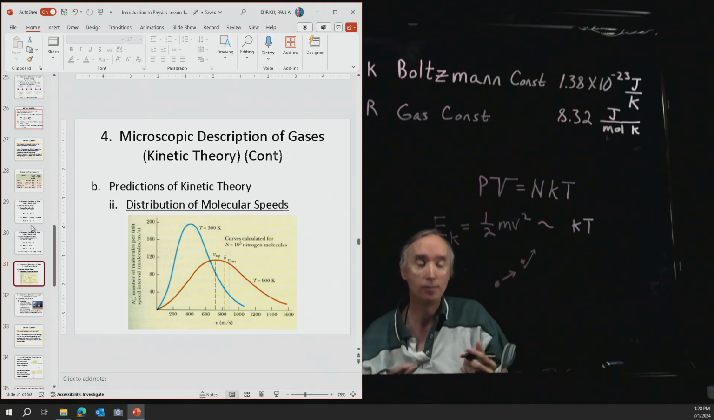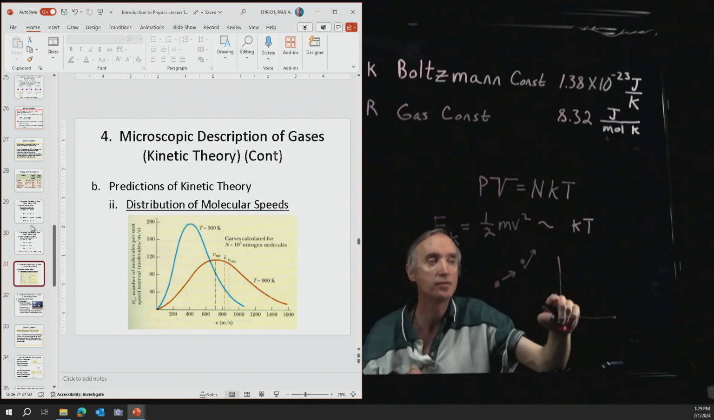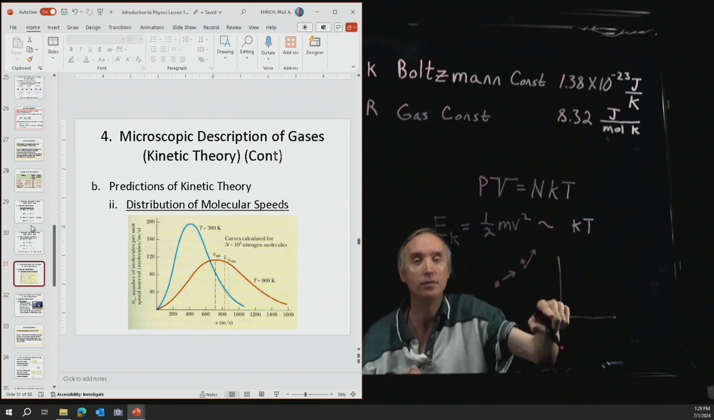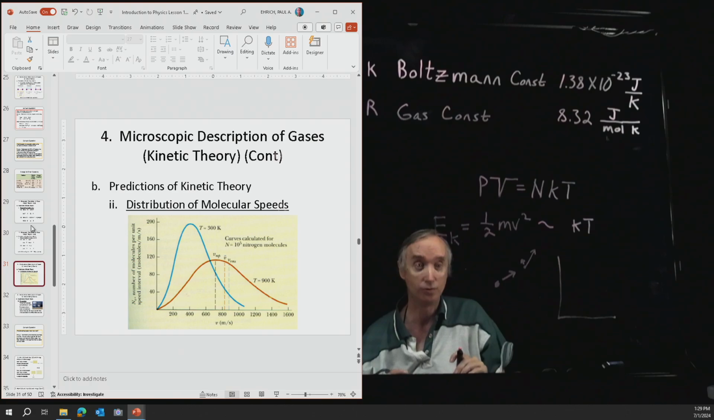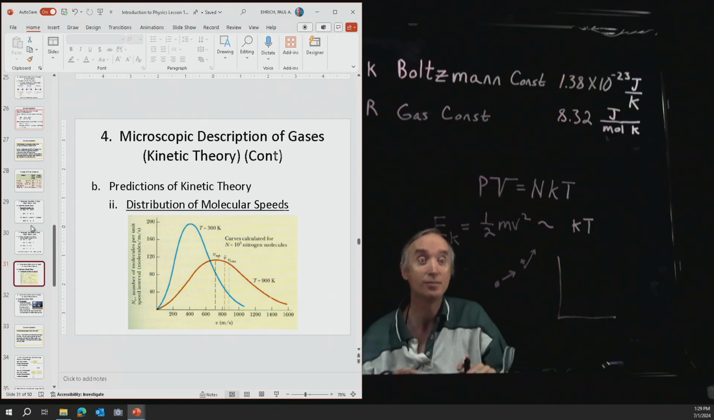But some of the molecules are going to be moving very slow, and some of the other molecules are going to be moving very fast. And they're constantly exchanging energy with each other and changing their speeds. So this graph right here shows a distribution of molecular speeds. What we have on this graph, going up and down, is the number of molecules that have that particular speed. And then going sideways on the graph is the speed.